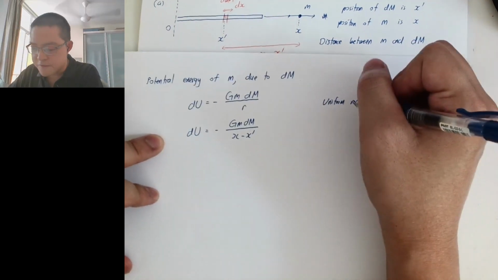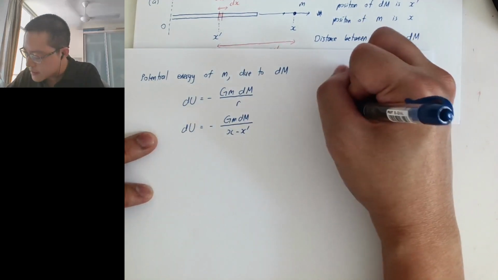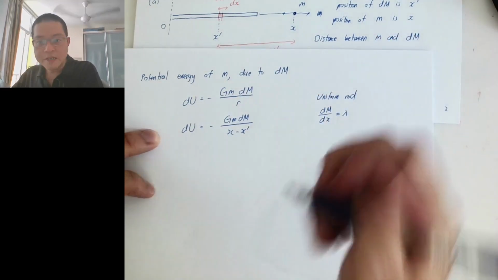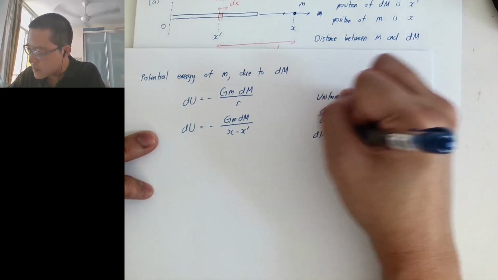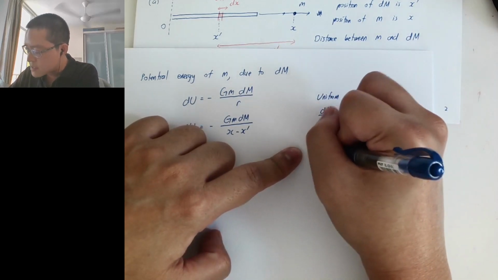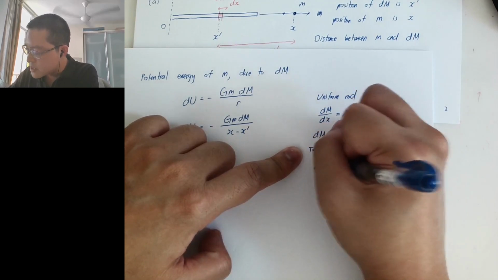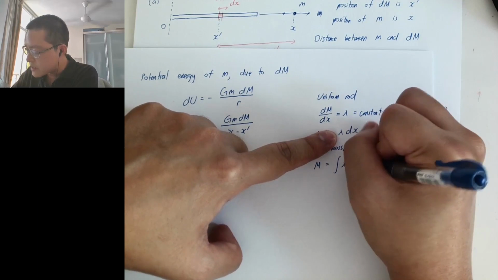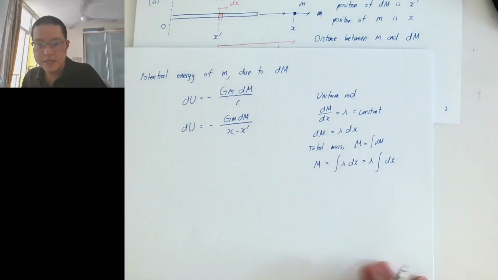Just a review of what we have always been doing many times for a moment of inertia. For a uniform rod, dm over the length is a function lambda, but if it's uniform, then this lambda is a constant. So what we can do is take dm equals lambda dx, and then the total mass is big M. So big M is just the integral of dm. In other words, big M is the integral of lambda dx, and since this is a constant, I'm integrating with respect to dx.